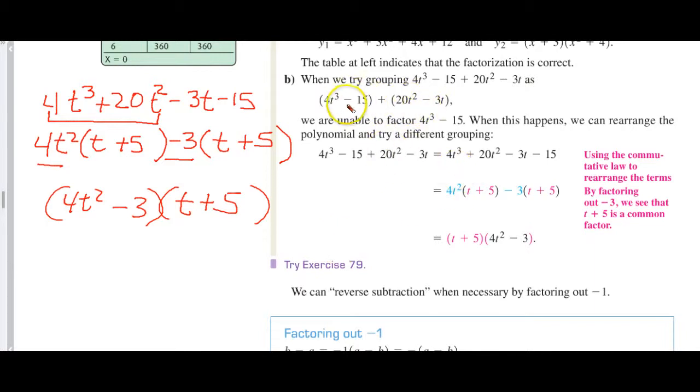Okay? Again, this way it's not going to work. So we had to reorder these to put them into some sort of situation where you could factor out common factors. All right.